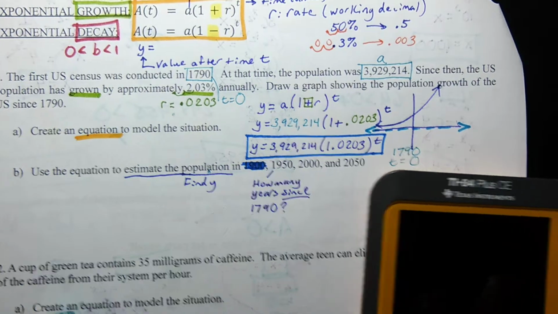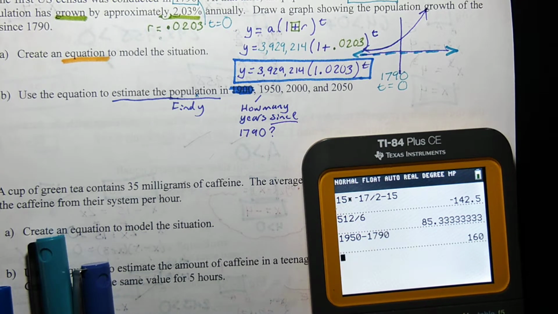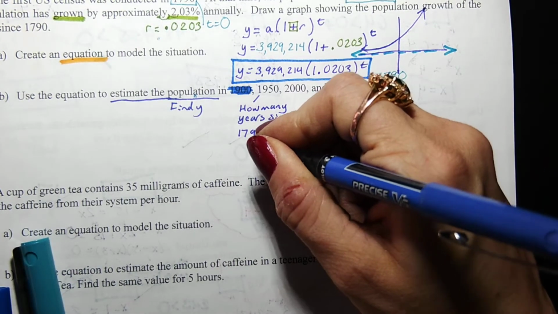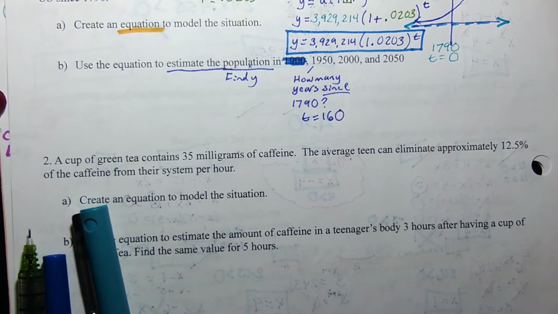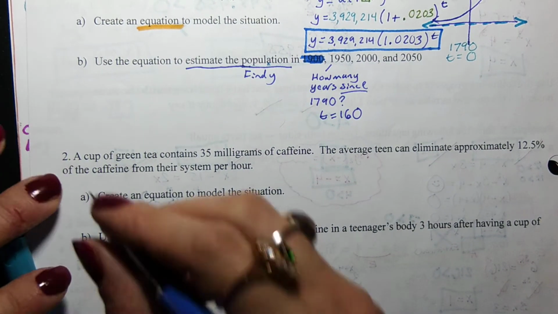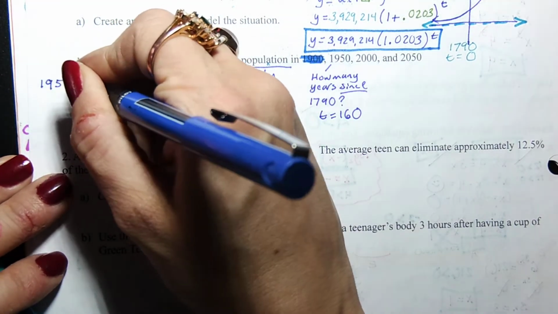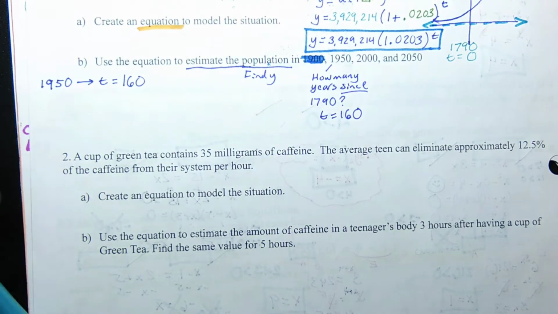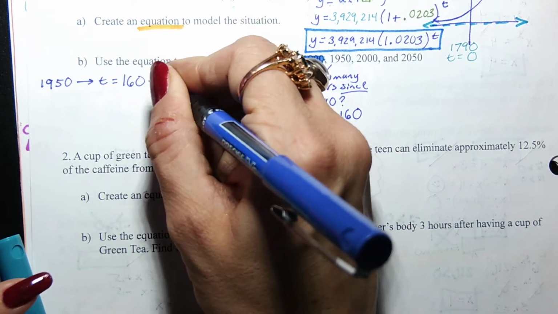So if 1790 is 0, what will 1950 be? Well, let's take 1950 minus 1790. And we see that we get 160. So t is 160. So go ahead and get out your calculators or grab one off the cart. And we're going to show that for the year 1950, we changed our time to be years since that starting year. And now we're going to plug it into our equation.